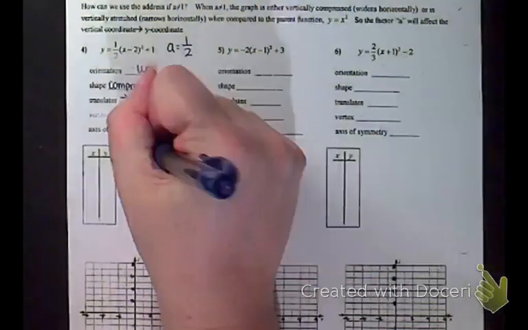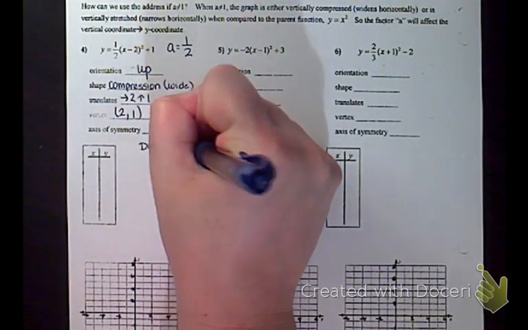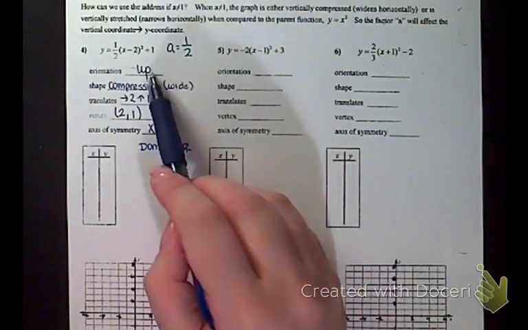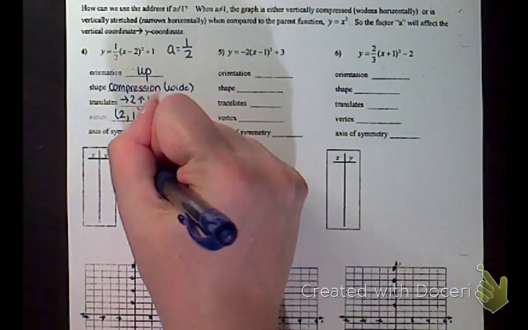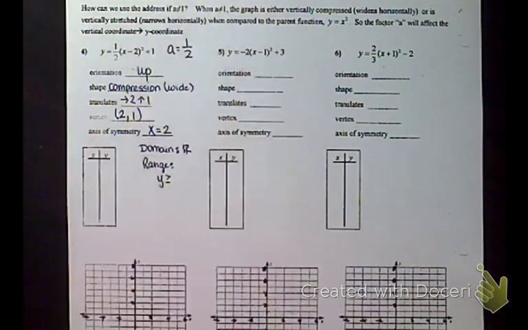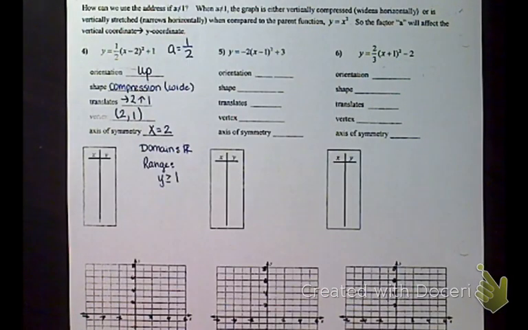You should be really good at domain right now. The domain of all of these, no matter what, don't think hard, is all real numbers. Now, because my graph is facing up, I have a minimum value, right? So everything increases. Y is greater than or equal to that y value of my vertex, which is 1.